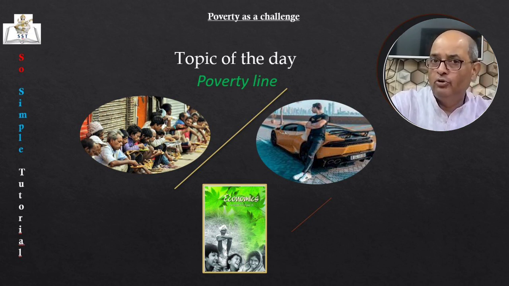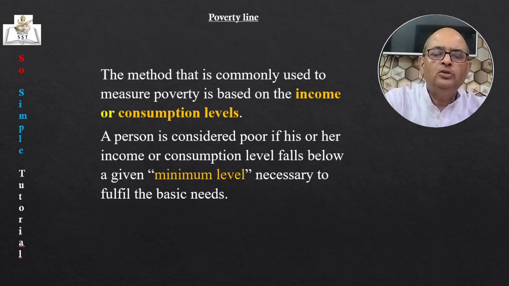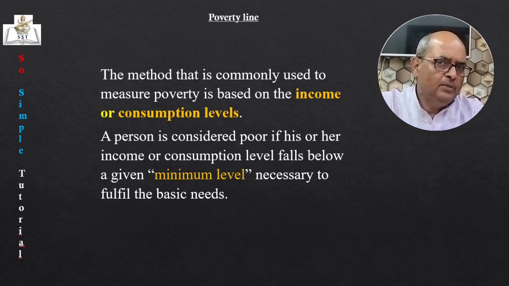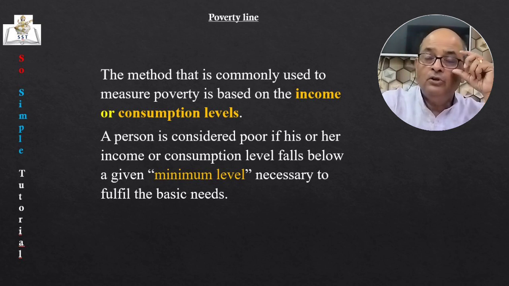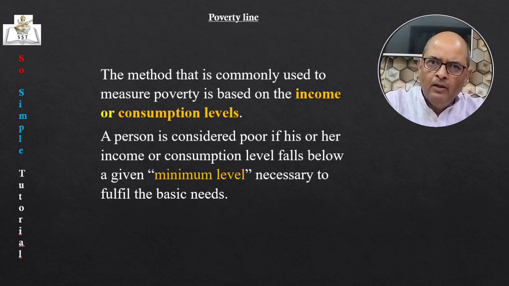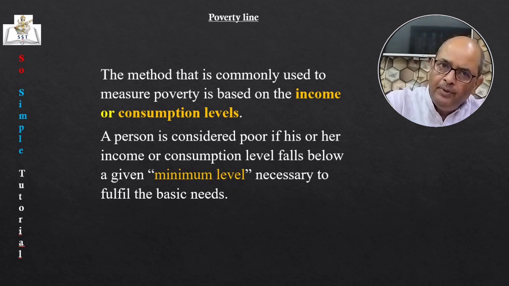line are called non-poor. The method that is commonly used to measure poverty is based on the income or consumption levels. A person is considered poor if his or her income or consumption level falls below a given minimum level necessary to fulfill the basic needs. Now students, what is necessary to satisfy the basic needs is different for different countries. All countries do not have the same level of economic development. Does US, Iran or Bangladesh have the same level of development? No, their cost of living varies and so the standard of living of people.